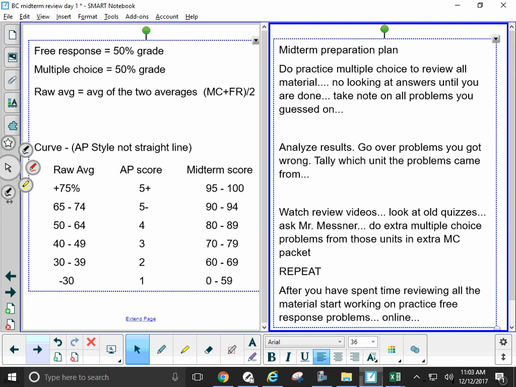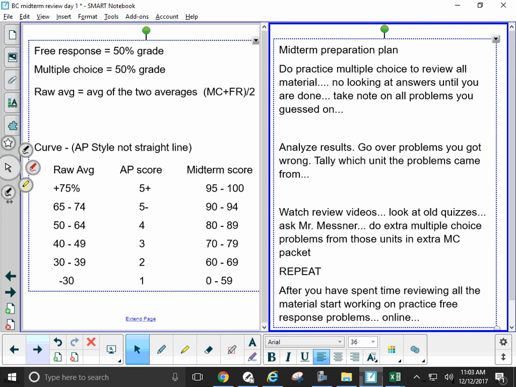And on the answer document, there is a unit number that is assigned to each problem. Keep a tally of the units that you struggled on. From there, you are going to watch the review videos if you'd like to, which go over all the material. You can look at old quizzes, you can ask me for help, or you can do extra multiple choice problems from those units in the extra multiple choice packet.